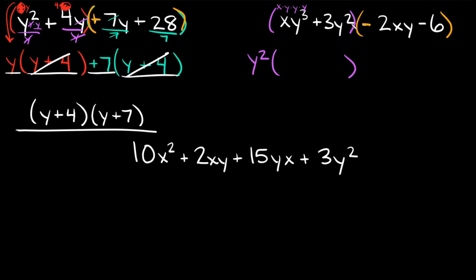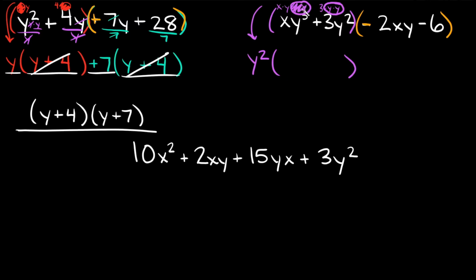And positive 3y squared, that's the same thing as 3 times y times y. Okay, so all I did was pull out 2 y's from this side and pull out 2 y's from this side. Okay, and then I put it right there, the y squared. So what are we left with inside our parentheses right here?